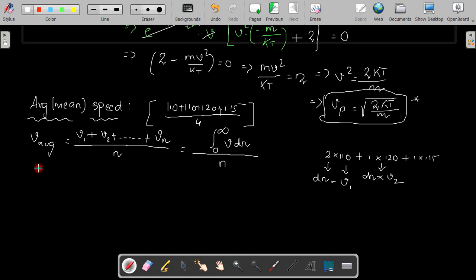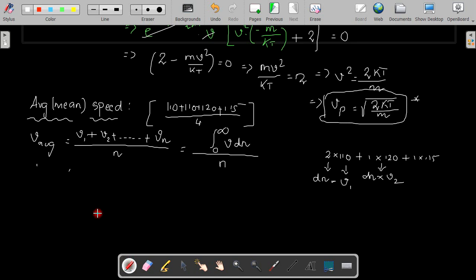Now what we can do is we can again use the Maxwell-Boltzmann distribution and we can write down dn, okay, and dn is equal to 4 pi n. We are not going to repeat this, let me just write it down directly. We know what dn is, so let's just directly put it in the result, okay.